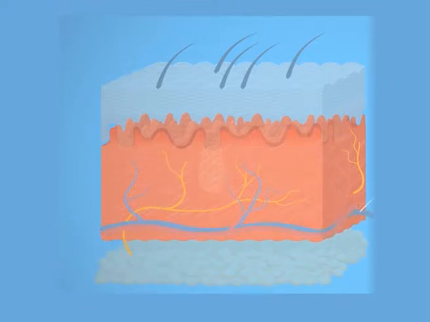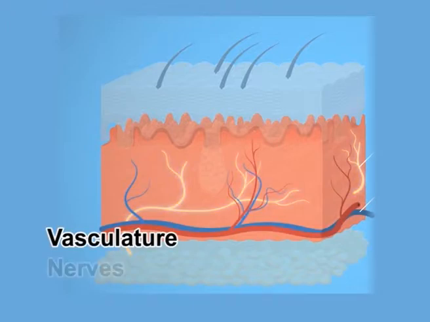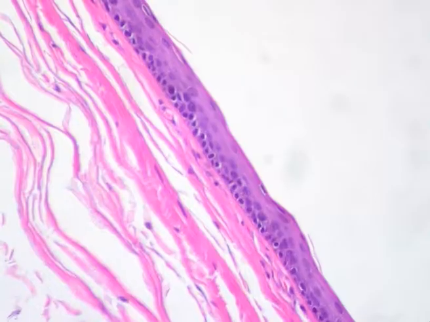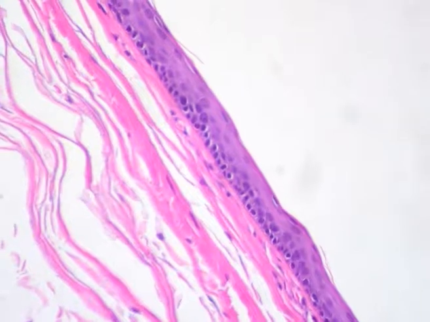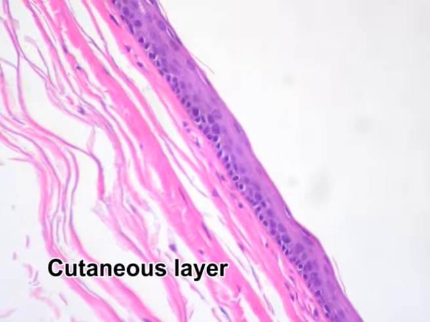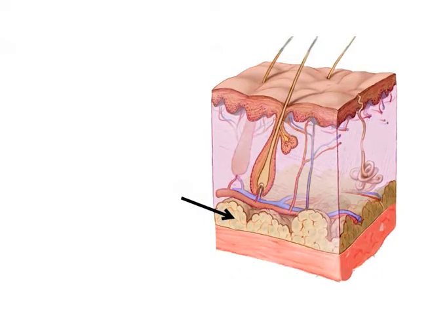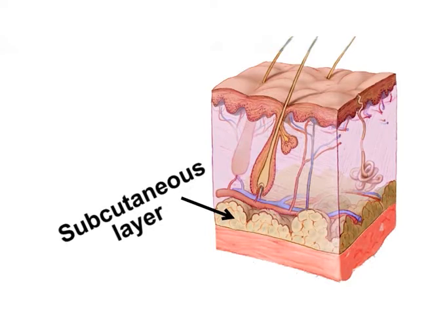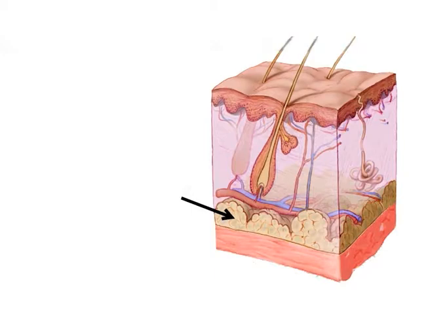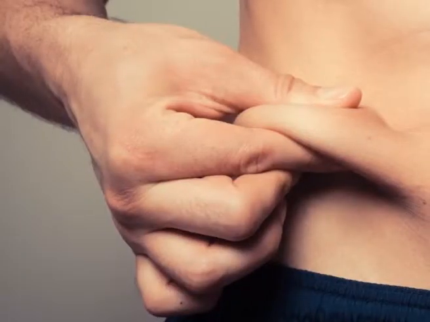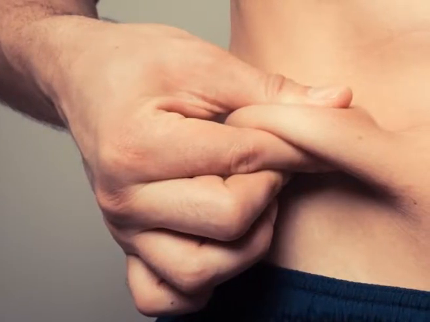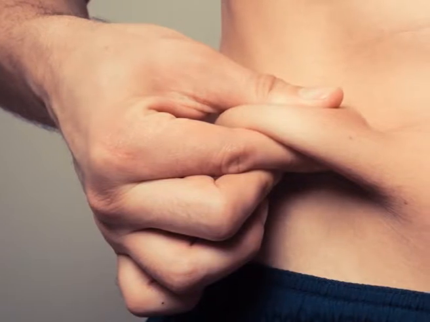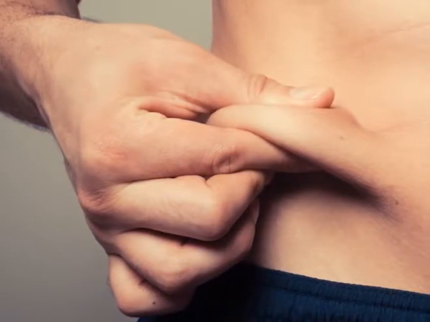This layer is also where the vasculature and nerves live. Together, the epidermis and dermis form the cutaneous layer. The subcutaneous layer lies underneath the cutaneous layer and is sometimes called the hypodermis or superficial fascia. It holds most of the body's fat, so it varies in thickness from one person to another.